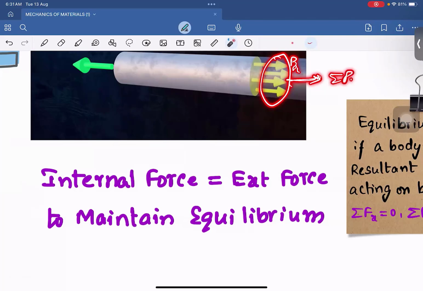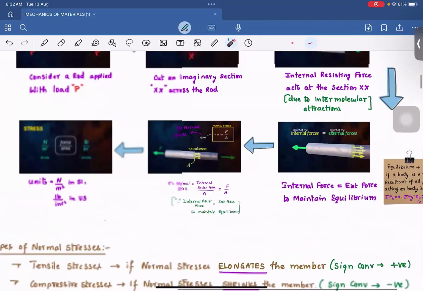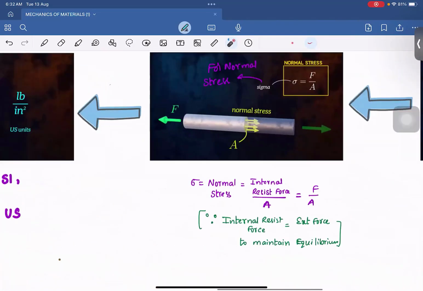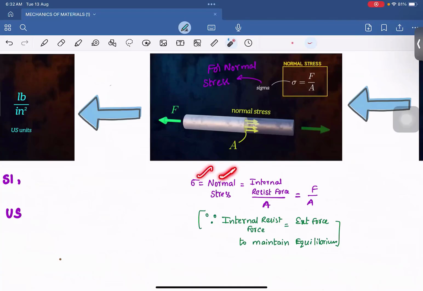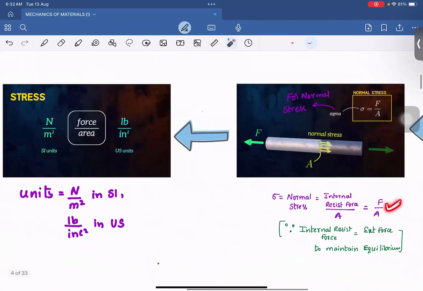All these internal forces will be equal to the external load P. You remember that point? Now, as per definition, the normal stress is equal to the internal resisting force acting normal, perpendicular to the plane, divided by area. Since equilibrium has to be maintained, this internal resisting force should be equal to F by A. That's the derivation of the formula, the meaning of the actual formula for stress.